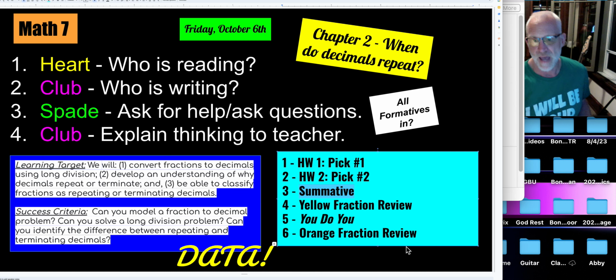Sound good? That's a lot of work, so then I put in a you-do-you time. If you ever get bored with just taking a break, we can always move to the orange fraction review sheet.